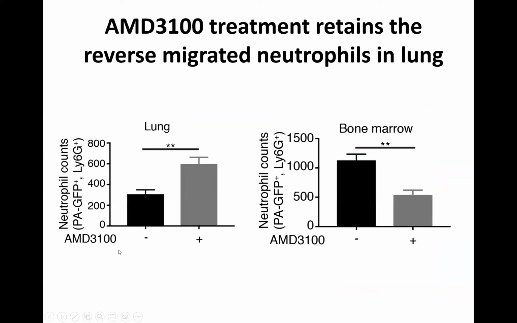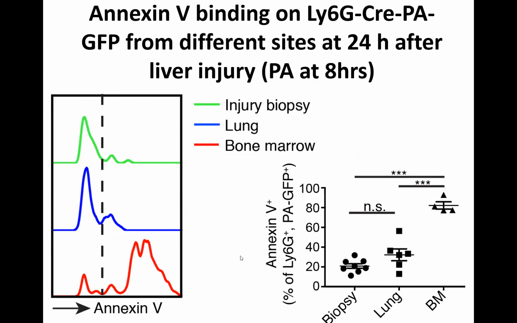And we believe that if we interrupt that migration back to the bone marrow, then the neutrophils stick around in the lung and they don't actually go back to bone marrow. We think that they go to die in the bone marrow. Now, why would you do that? Well, perhaps you just recycle neutrophils. You just send them back there and you use all of the proteins and everything, and you just simply recycle. And that's one possibility.